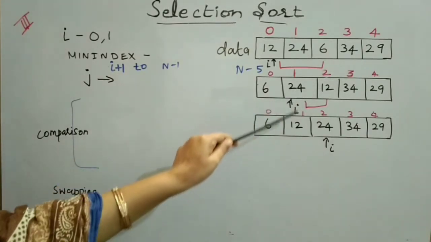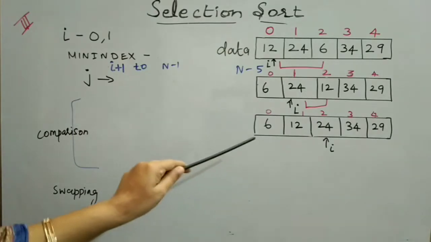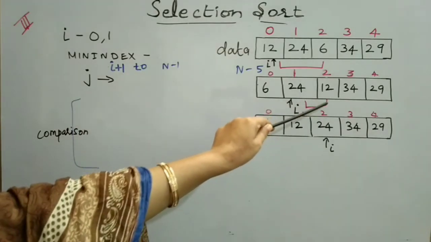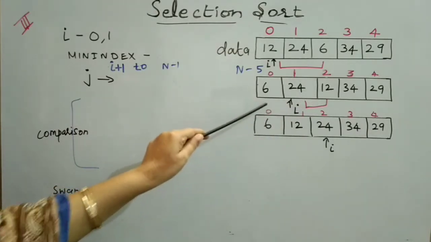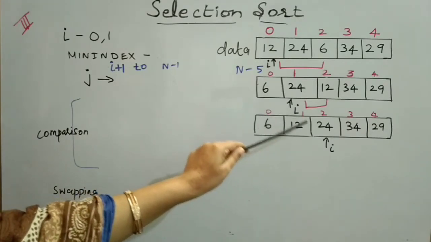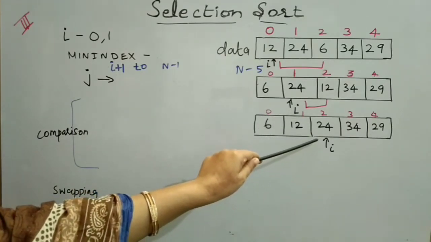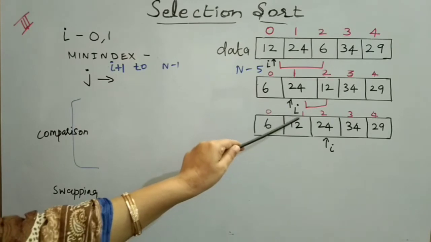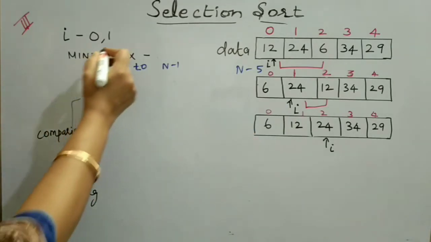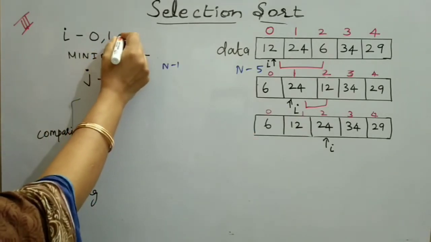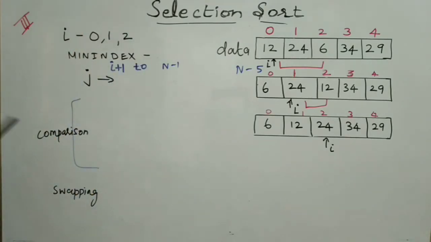12 and 24 has been swapped out. The swapping is drawn in this red color line. In the next iteration, I is advanced to point to the next element in the array. So now I is moving from 1 to 2. Now I is advanced to point to the next element in the array, in index position 2.